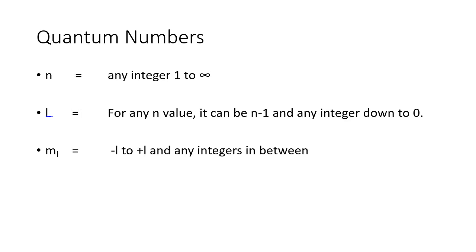The third quantum number is referred to as m sub L, and that can be from negative L to positive L and any integers in between. The fourth quantum number is m sub s, and that can be either a positive 1/2 or a negative 1/2 for every m sub L value.